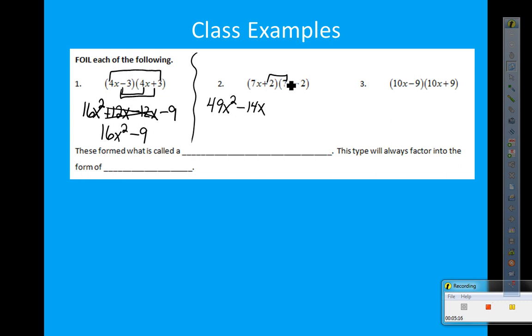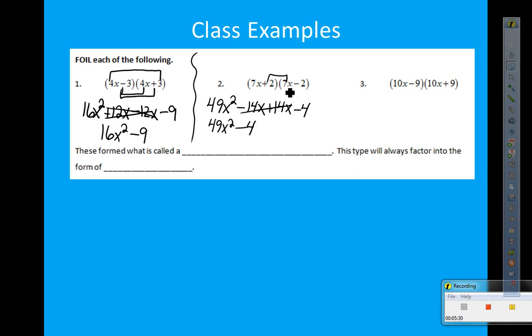Then I'm going to go 2 times 7x and get positive 14x. Then I'm going to get negative 4. Notice that once again the middle terms drop out. Those drop out, so I'm left with 49x squared minus 4.